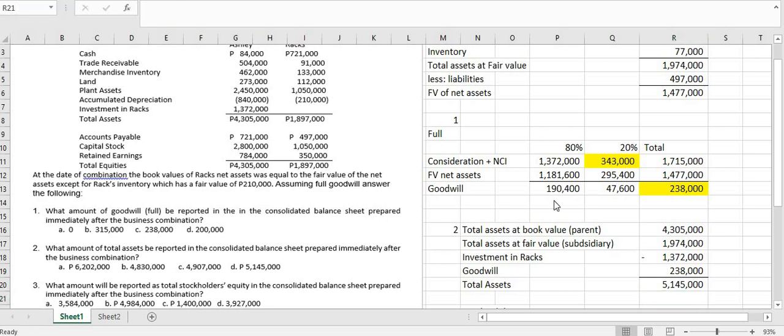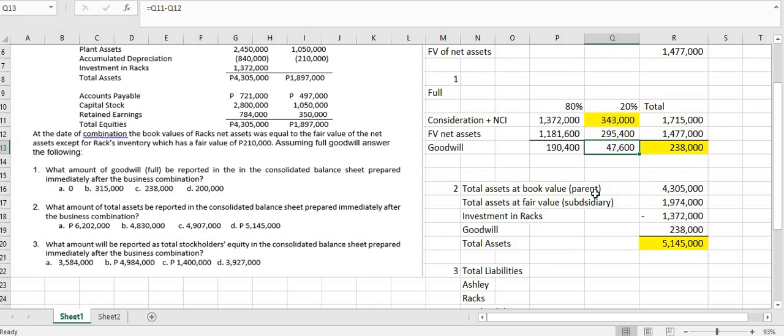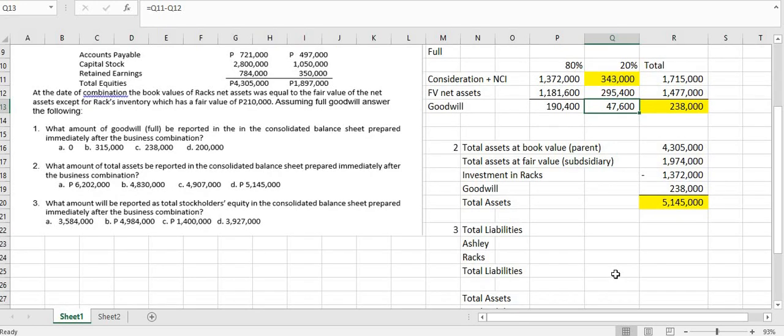5,145,000. Okay, so the consolidated total assets is 5,145,000. Okay, so the next question is to determine the total stockholders' equity. So to get the total stockholders' equity, pwede din natin i-deduct from your total assets yung total liabilities.